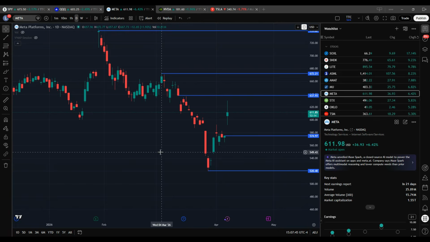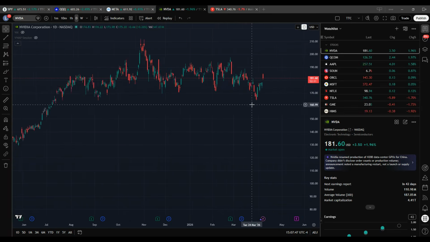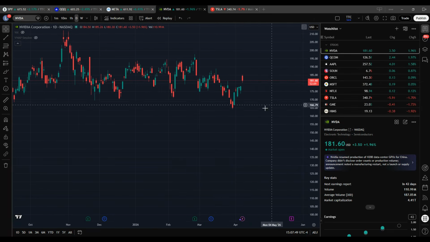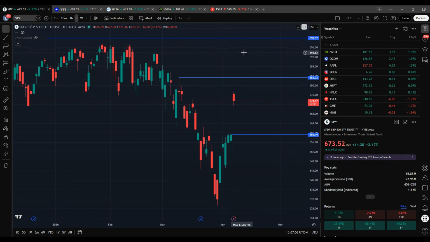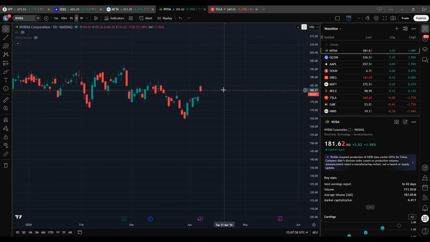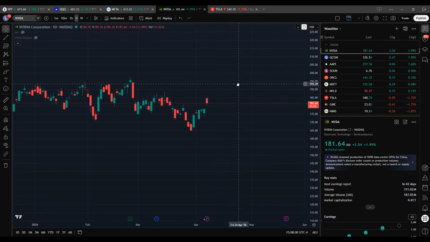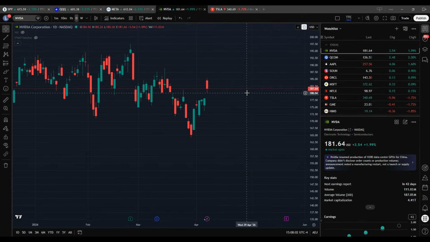Same thing with the semiconductor industry, Nvidia. This looks a little more similar to the S&P and the Qs, opening up higher and then selling off intraday. That's exactly how Nvidia looks right now. So where are my levels of support for Nvidia?